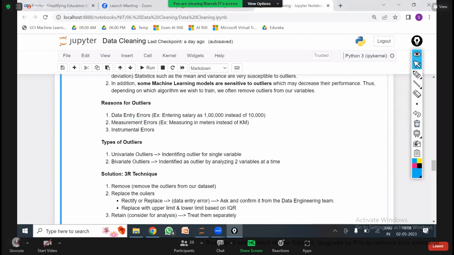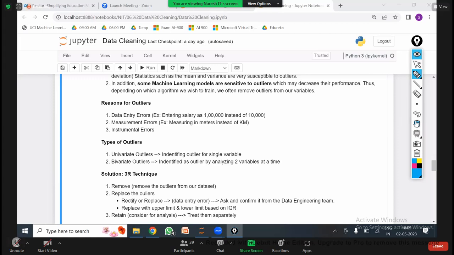So that is data entry errors. For data entry errors, we are going to replace those values. If someone has entered 1000 instead of 100, we just replace the 1000 value with 100. Now, if it is a measurement error, we are going to do some kind of scaling. If it is an instrumentation error, then we remove the values and place approximately what values would be there.